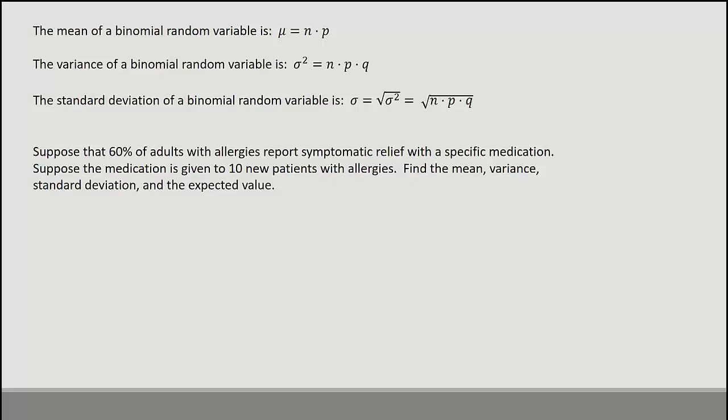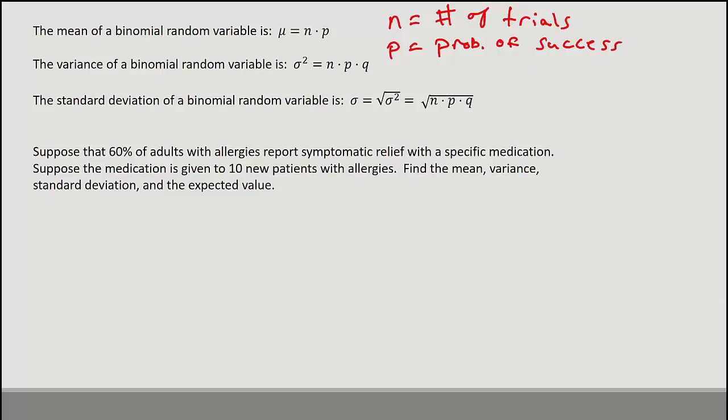The mean is n times p. What's n? N is the number of trials. Same number of trials that you had to use for before. What's P? P is the probability of success. Okay, so to get your mean or your expected value, as we talked about in previous videos, it's just n times p. Your variance of this binomial random variable is a really straightforward formula.